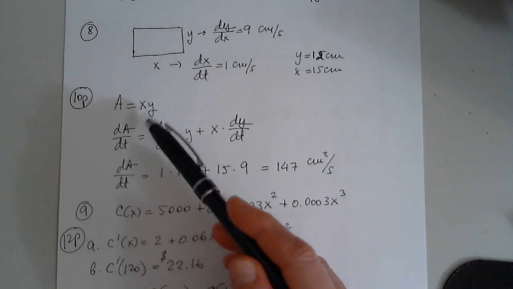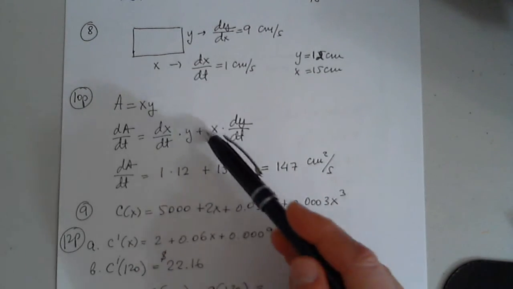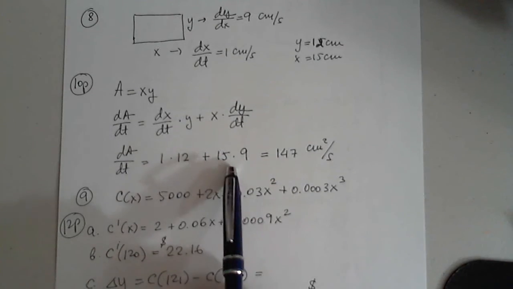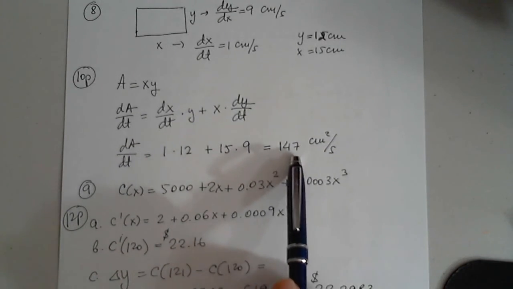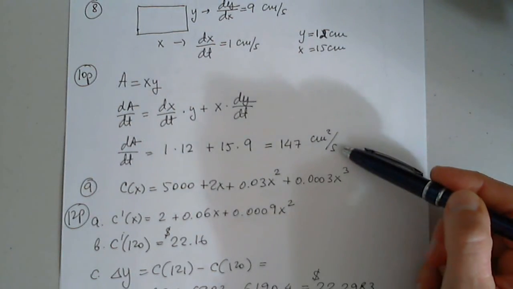So this is d over dt, and this is the product rule: dx over dt times y plus x times dy over dt. I have all the numbers, I plug them in. 1 times 12 plus 5 times 15 times 9, I get this. Careful with the measurement unit, centimeters squared per second.